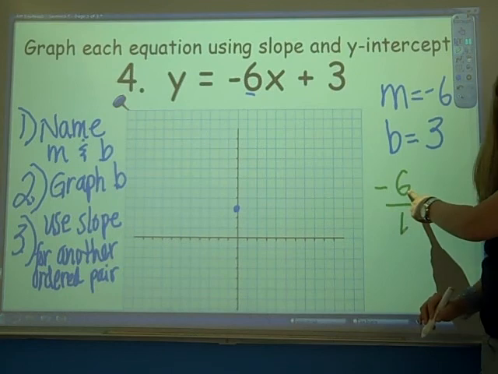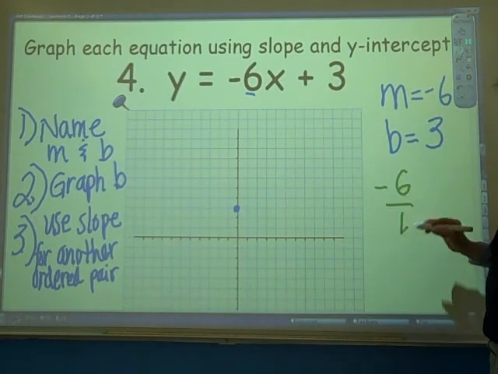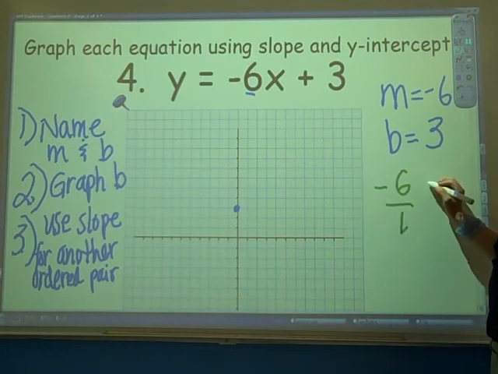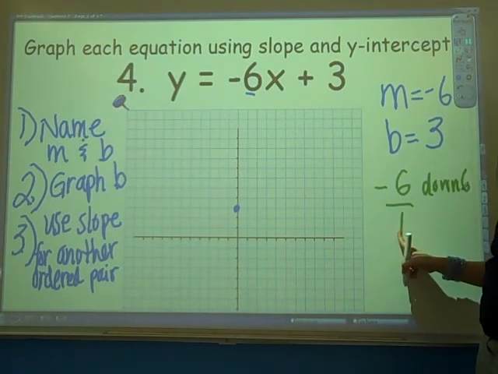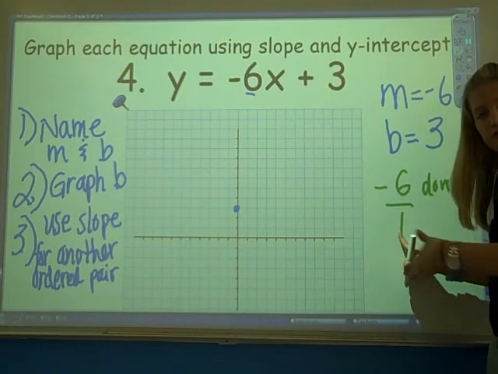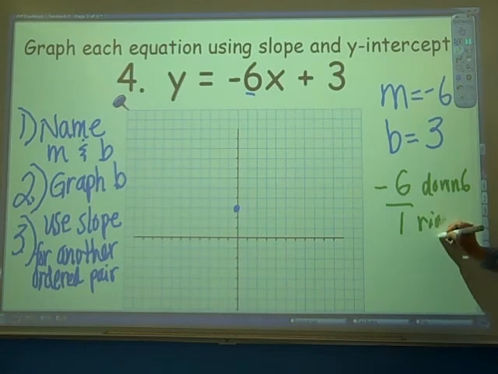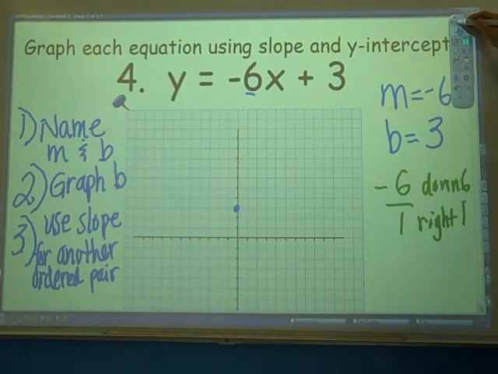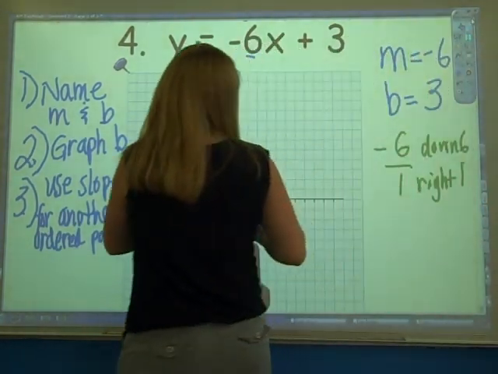The top number means your rise. That means how far up or down do you go. It's negative, so what this -6 means is down 6. The bottom number will be left and right because that's your x. This is positive, so you're going to go right 1. So from the point that we just plotted, that y-intercept, you're going to go down 6.